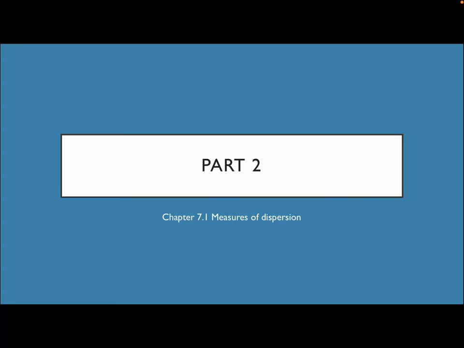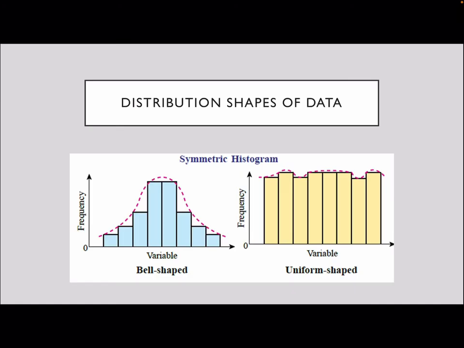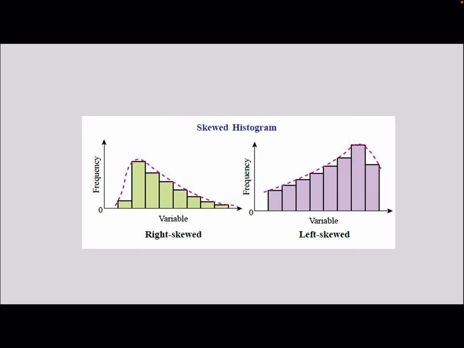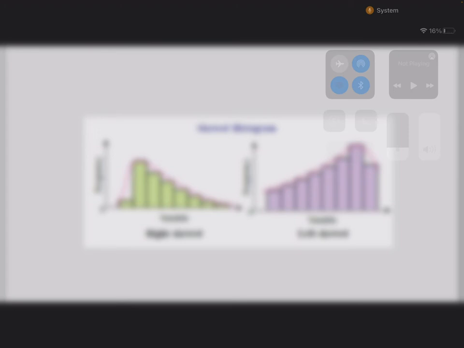From our previous video, we already learned about histograms and frequency polygons. The distribution shape of data divides histograms into two types. The first one is the symmetric histogram, which is divided into bell shape and uniform shape. The other type is the skew histogram, which is divided into right skew and left skew.